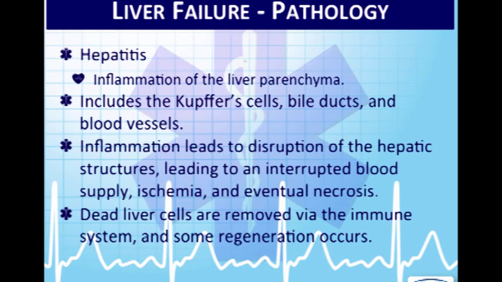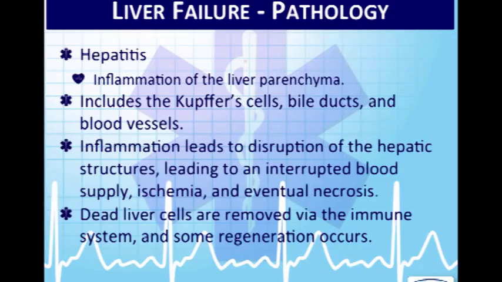Let's move to the other accessory organ that we talk about quite a bit, which is the liver. When the liver fails, we call that hepatitis, and many different things can cause hepatitis. We can get it from different kinds of infections. We can get it from different kinds of medications.